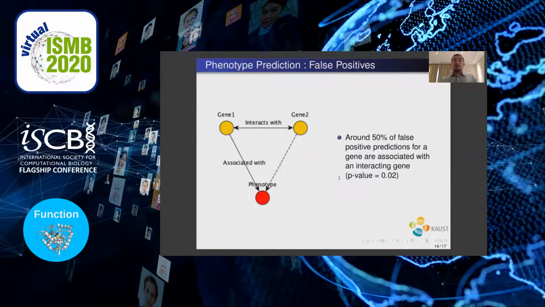We then also evaluate our false positives to test if we can find any false positive predictions that are associated with a directly interacting gene. And we find that around 50% of our false positive predictions are indirectly associated with the genes through one interacting gene. And we test the significance of this result by running random simulations, and we get the value of 0.02.